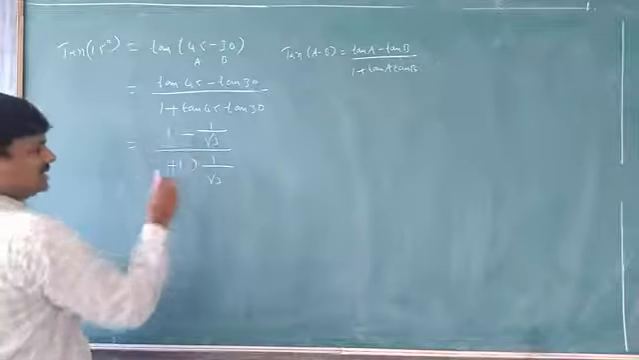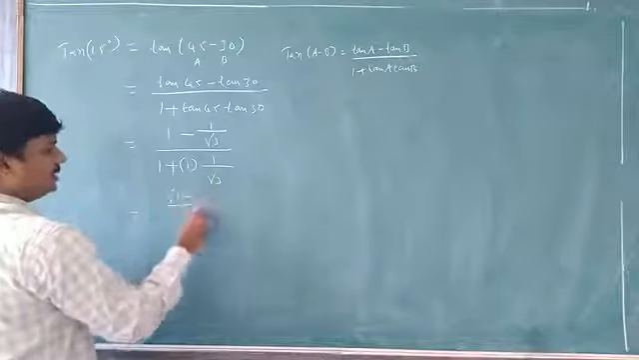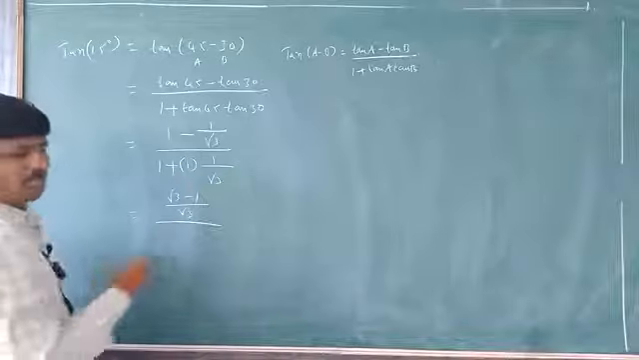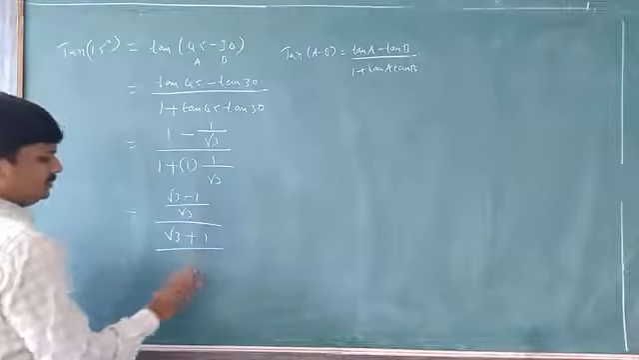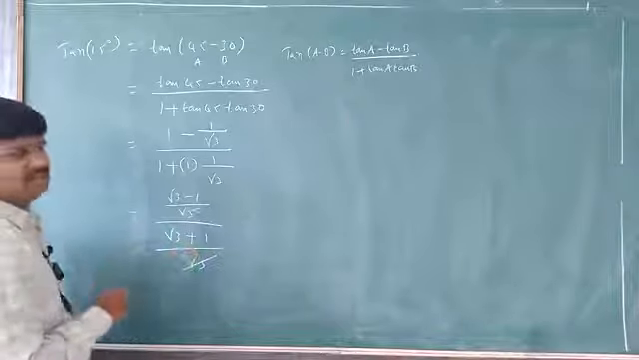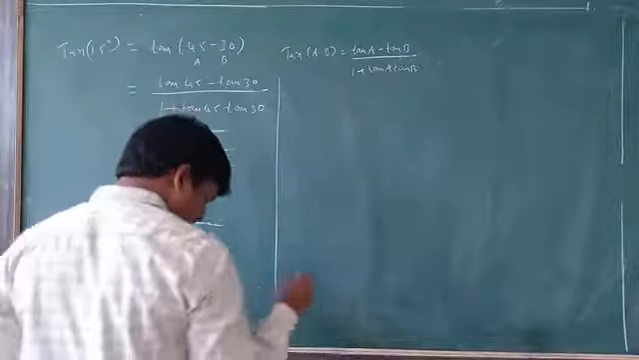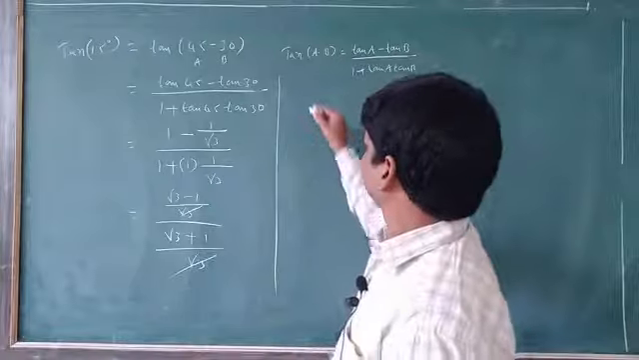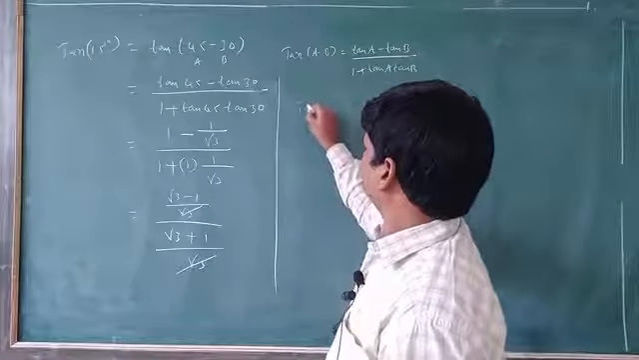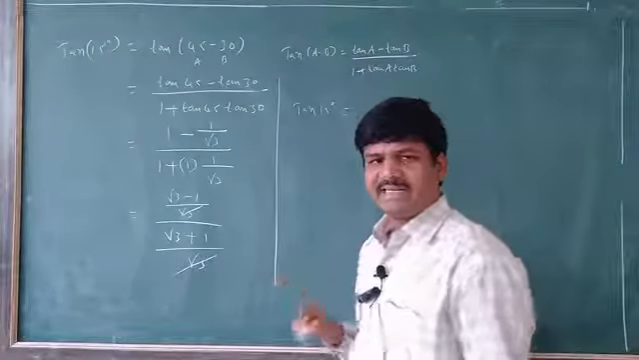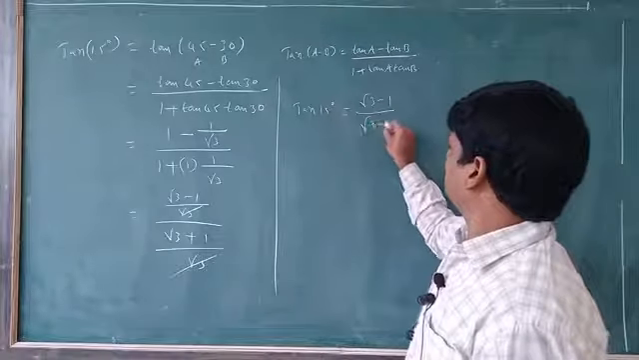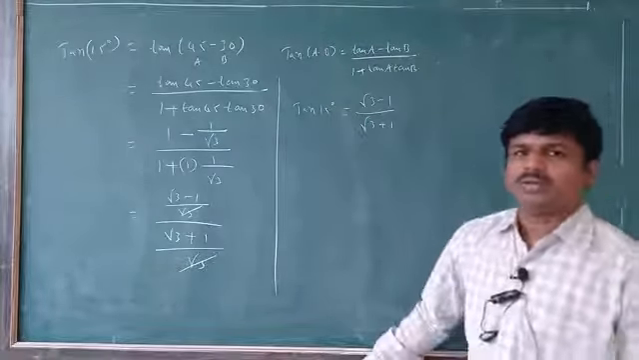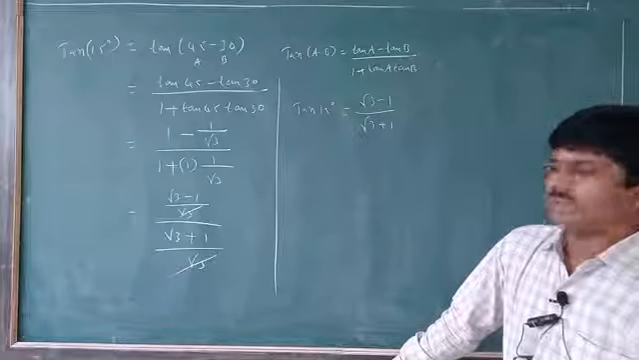Here also root 3 is LCM. This will be root 3 minus 1 by root 3. Here root 3 is LCM. Root 3 plus 1 by root 3. Root 3 getting cancelled. Then what you got here? Tan 15 degrees equal to root 3 minus 1 by root 3 plus 1.